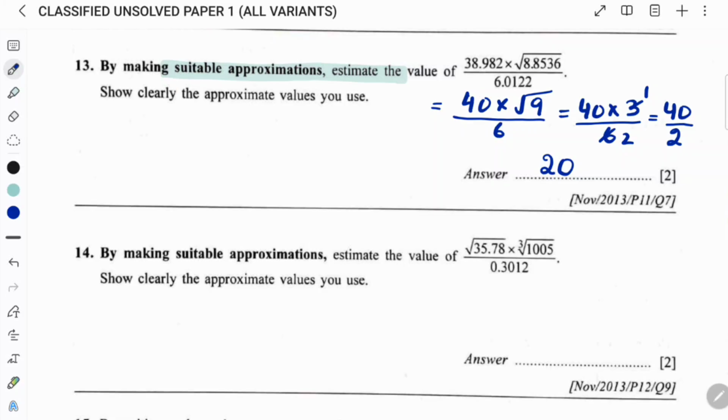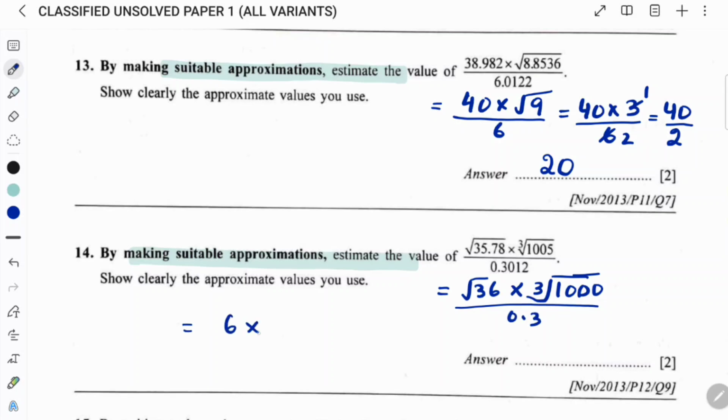All right, so again we have a question on approximations and estimates. No significant figures in this question. 35.78, obviously you write down 36 square root, and the cube root of 1005 is the cube root of 1000, which is 10, and then 0.3012, obviously you write down only 0.3. So for this one, 6 into 10 divided by 0.3.